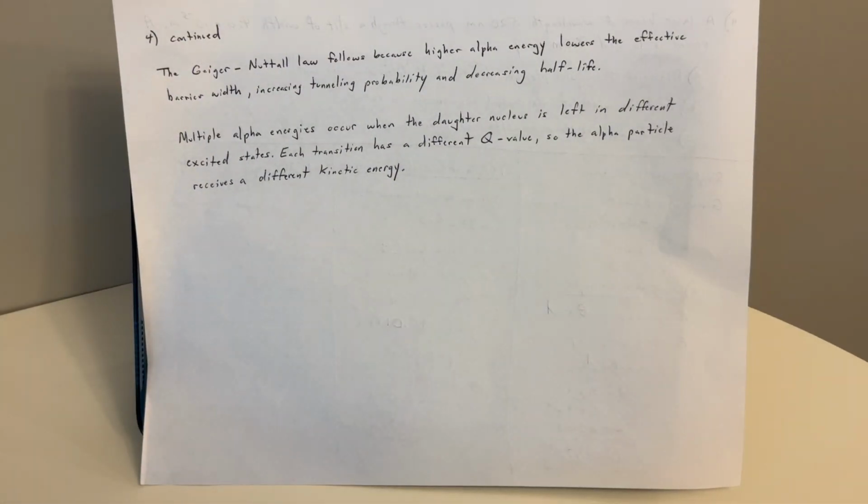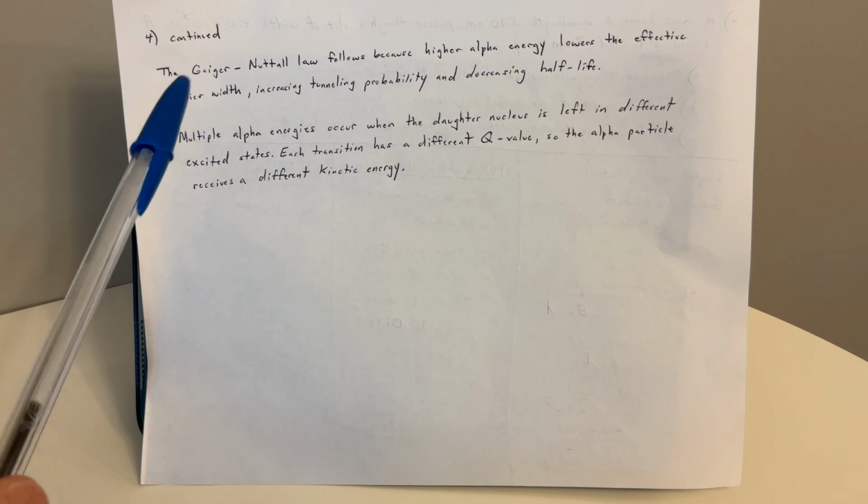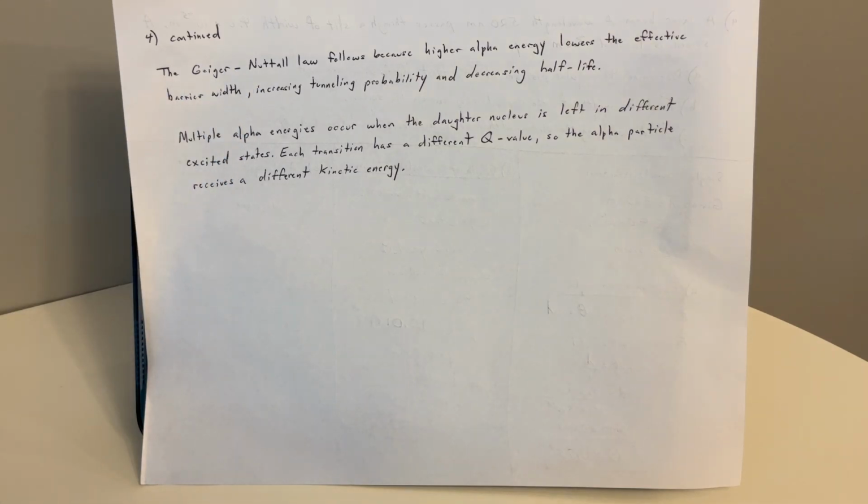All right. So, right here for 4, Geiger-Nuttall law follows because higher alpha energies lower the effective barrier width, increasing tunnel probability and decreasing half-life. Multiple alpha energies occur when the daughter nucleus is left in different excited states. Each transition has a different Q value, so the alpha particle receives a different kinetic energy. So that takes care of number 4.